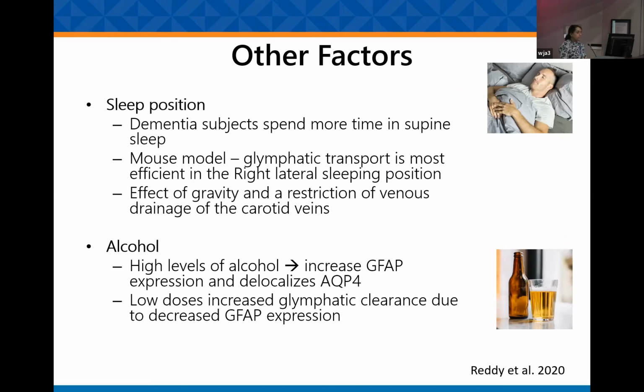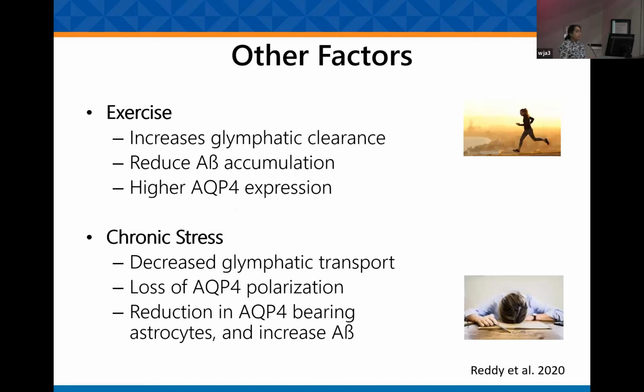Alcohol, we know that that has a negative effect in terms of neurodegeneration. High levels of alcohol increase GFAP expression and delocalize aquaporin 4. Low doses, on the other hand, somehow increase lymphatic clearance due to decreased GFAP expression. Exercise has been shown to increase lymphatic clearance and reduce amyloid beta accumulation, and there's higher aquaporin 4 expression. And chronic stress also has a negative impact with decreased lymphatic transport and loss of aquaporin 4 polarization.